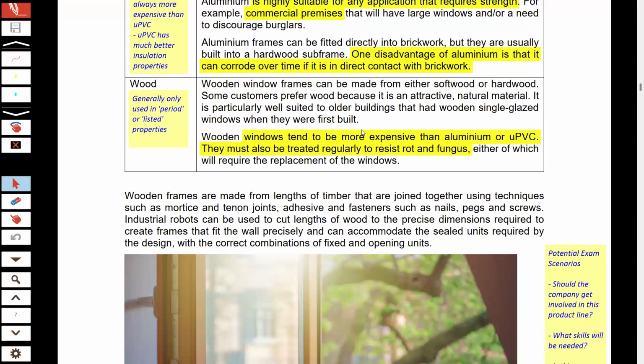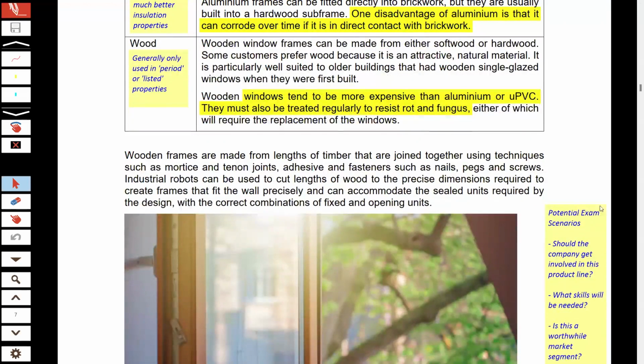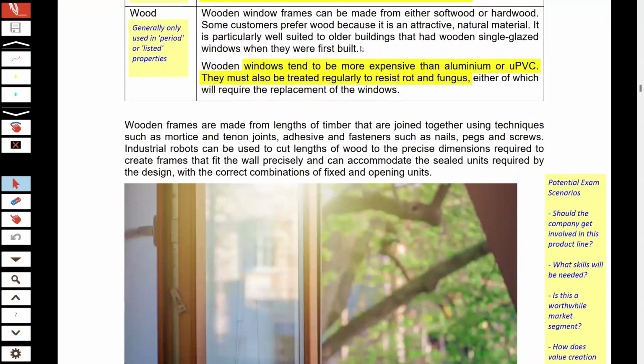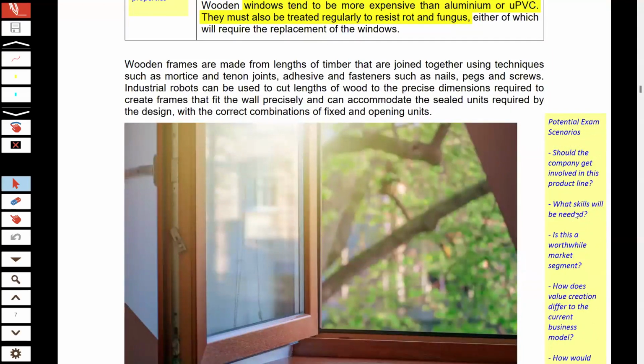So what we find out later on is it would appear that Shinyglas is not in the market for providing wooden window frames. But is this a potential scenario in the exam, as we've written down here on the right, for Shinyglas to actually offer a more bespoke wooden frame for those types of period or listed properties? Would it be worth doing? What skills would be needed? What kind of investment appraisal technique would we use to determine if this was a good idea?